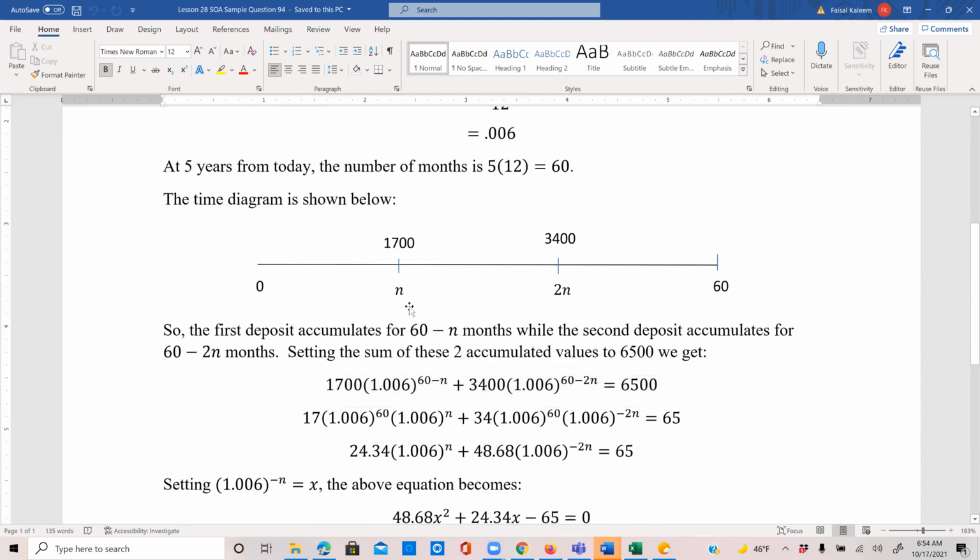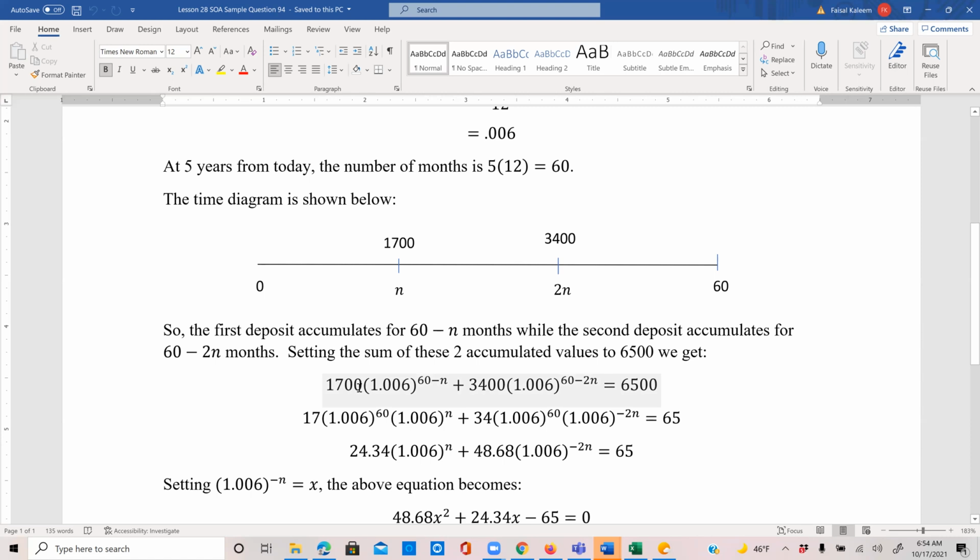So we see from this time diagram that the first deposit, which was done at time n, so now we're just talking months, sits for 60 minus n months in order to accumulate, while the second deposit, which is happening at 2n, sits for 60 minus 2n to accumulate. So the sum of these two accumulated amounts, we want that to be at least 6,500. So first we set it equal to 6,500, and the accumulated value is found for each deposit separately according to the basic compound interest formula.